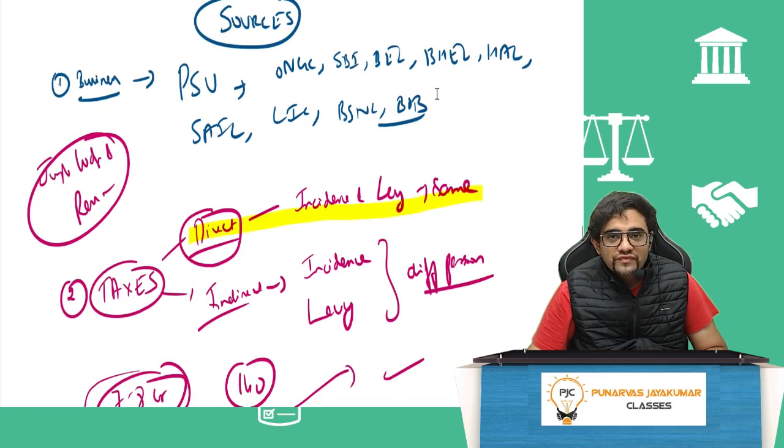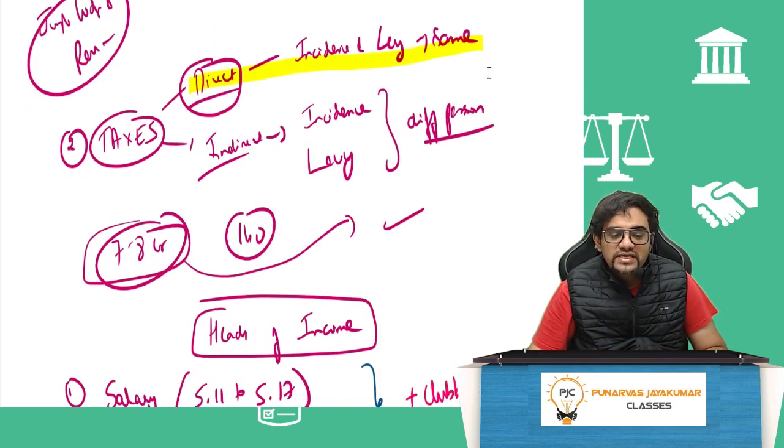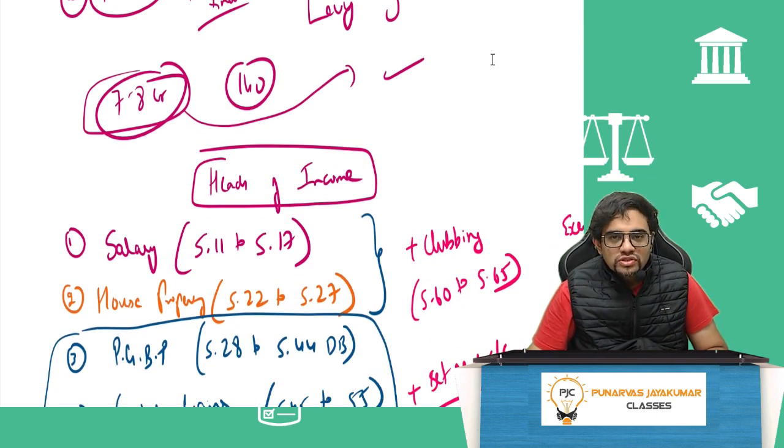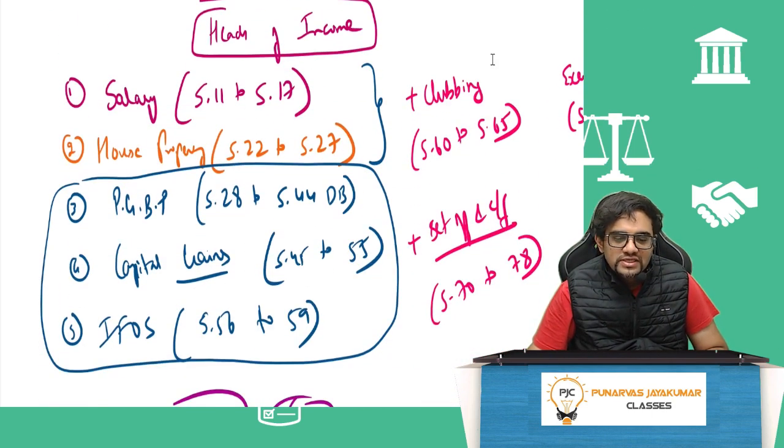Then the sources of income for the government would be business and taxes. In taxes, it is direct and indirect. But just roughly around 7 to 8 crore people pay taxes in India. So that's the reason why the main income for the government would definitely be the indirect taxes. But direct taxes are also very important, because of which the heads of income come: salary, house property, PGBP, capital gain, and income from other sources.